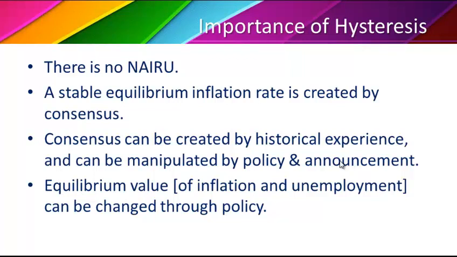So the equilibrium value is generated by social consensus, both of the inflation and also of unemployment to some extent. So this consensus can be manipulated by policy. For example, in Turkey there was hyperinflation.